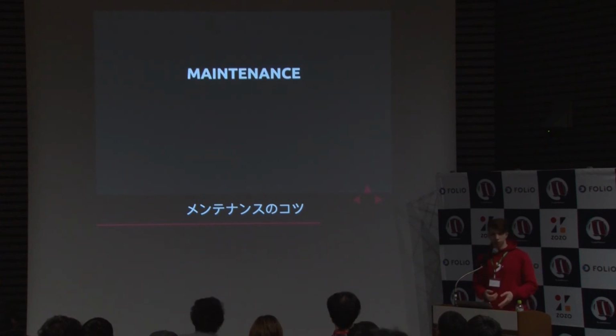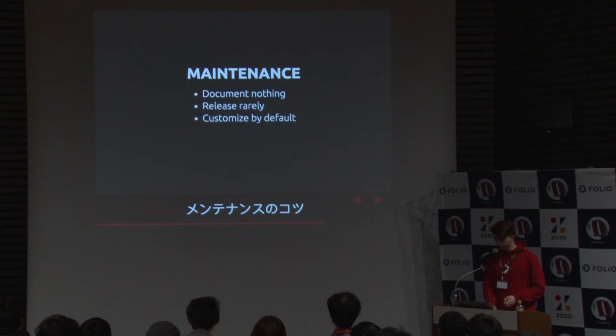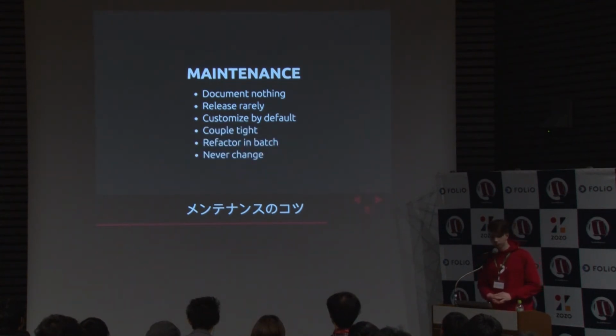So here are some general rules that you should follow when your project is already running somewhere. You should never document anything. Like, if you have any business requirements, any technical choices, you should just leave it as an exercise to the reader, because, well, that's an interesting part. Why should you spoil all the fun? You should also release rarely. I'll talk about why in the next slides. You should customize by default, which I'll explain shortly. Couple tight and refactor in batch and never change. So let's go for them.